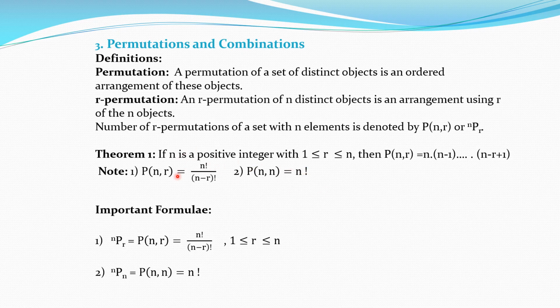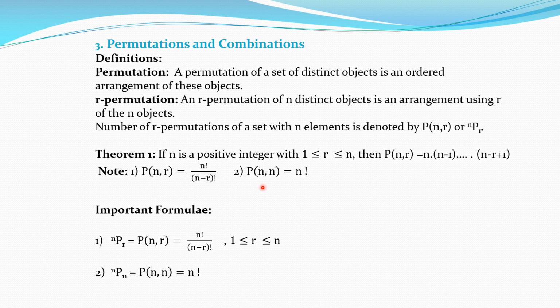So this is the formula to find the number of arrangements of n objects taken r at a time. The formula is P(n,r) is equal to n factorial upon (n minus r) factorial. And I think you know what is factorial. If not, I will tell you what is n factorial.